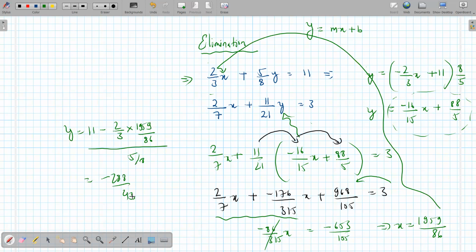So there you go. That's how you do this using substitution, even if you get a nasty system using fractions that have prime numbers on them. Okay?